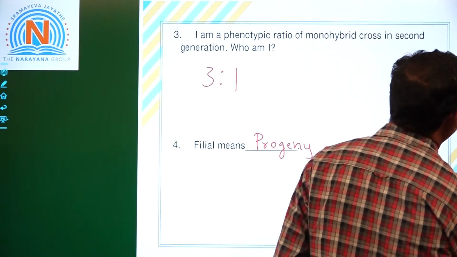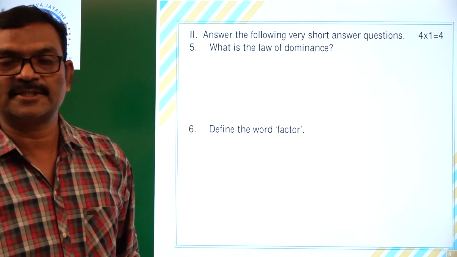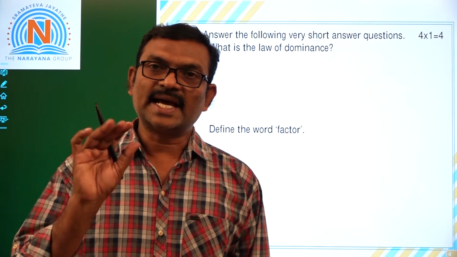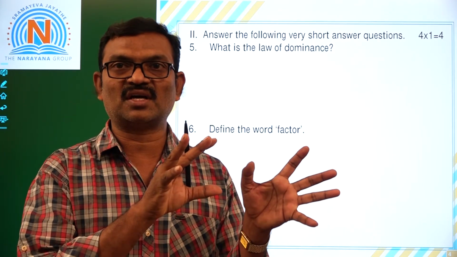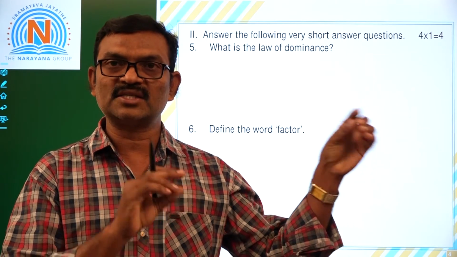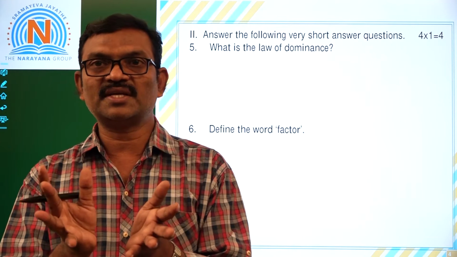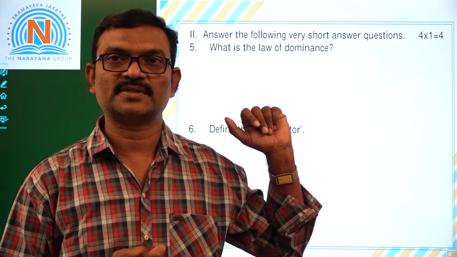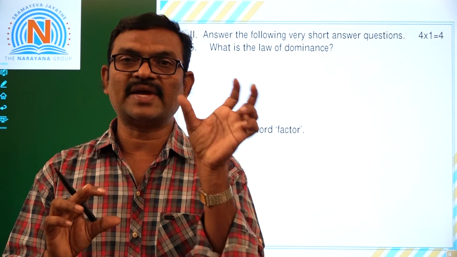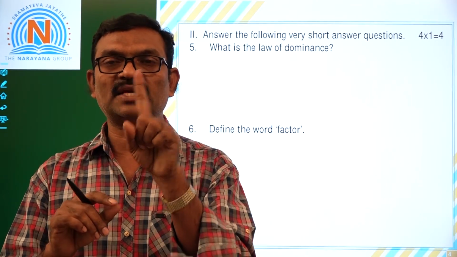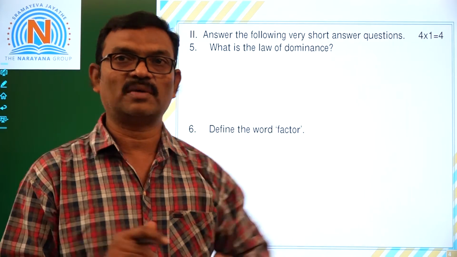Next question, the fifth question. What is the law of dominance? The characters which appear or are expressed in the first generation are called dominant characters. Those which are not expressed are called recessive characters. This law is called the law of dominance. Otherwise, when a character has two different factors, always one factor dominates the other factor. This is also known as the law of dominance.